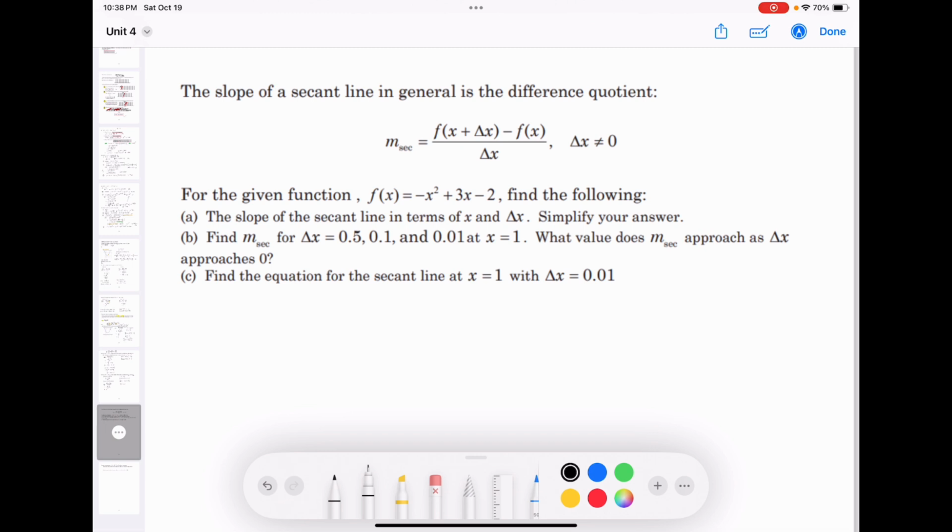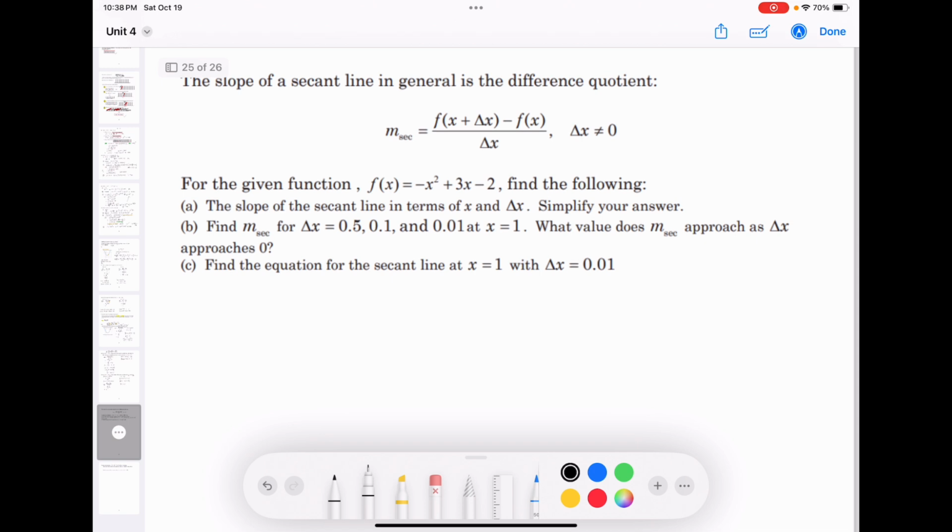Let's see the slope of a secant line in general, the difference quotient. The slope of a secant line has a formula, which is f of x plus delta x minus f of x, divided by delta x, where delta x is not equal to 0.